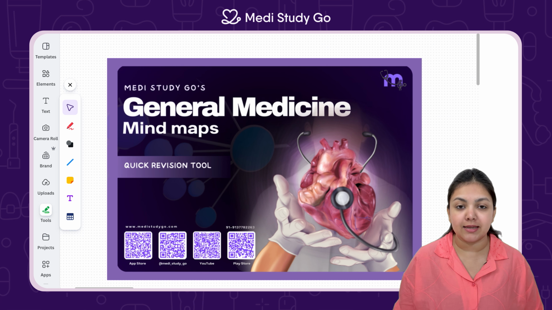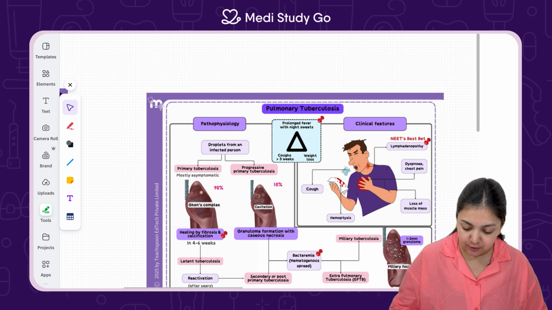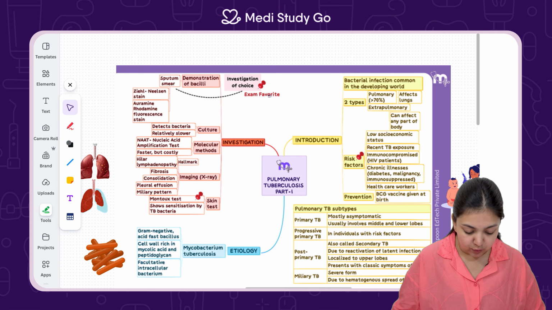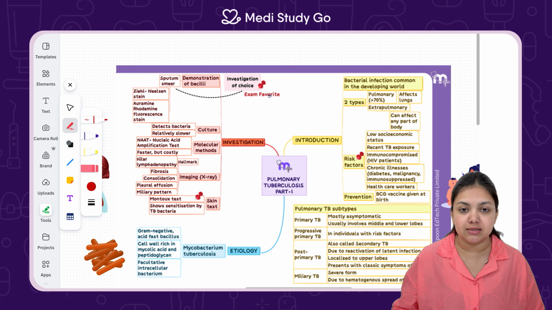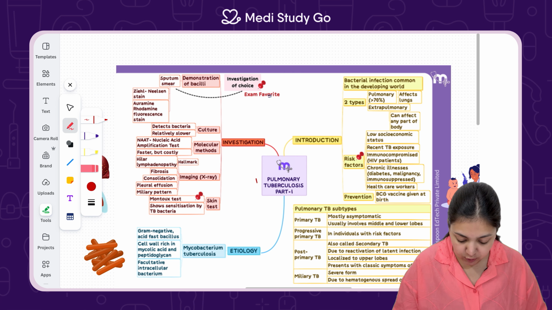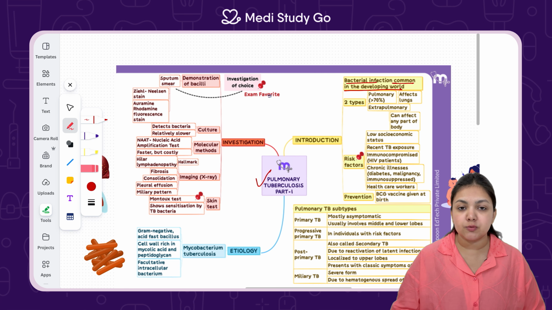As I always say, every topic must be studied under certain headings so as to create a storyline which makes it easy to remember the topic. So starting with pulmonary tuberculosis, the first and foremost heading which we need to know is the introduction of what this disease is. Pulmonary tuberculosis is a bacterial infection which develops commonly in developing countries wherein the protocols of sterilization are not so strict.